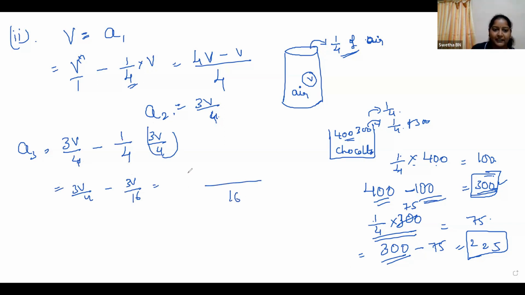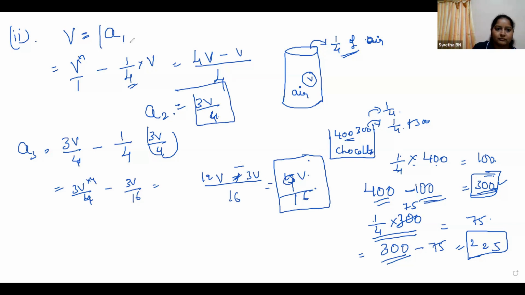So 16 is the LCM. So we have 4 here. To make 4 into 16, you will multiply by 4, right? So 4 3s are 12, so 12V minus 3V. Sorry, it is minus, no? 12 minus 3 is 9. 9V by 16. That is what? A3. We got A1, A2, A3.